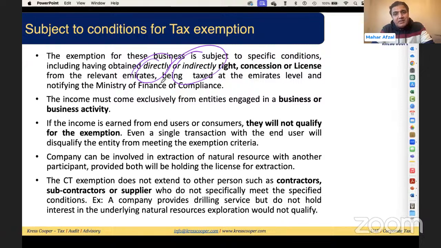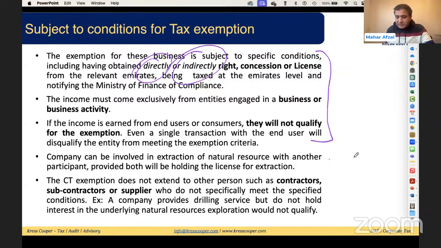So the objective is that these businesses have license rights from the respective emirate. This is the first condition. Second condition, these businesses are being taxed at the emirates level. Third condition is that these businesses have notified the Ministry of Finance that they have fulfilled the respective conditions or obligations. These three conditions are applicable on both businesses, businesses involved in the extraction of natural resources, and businesses involved in the non-extractive natural resource businesses.